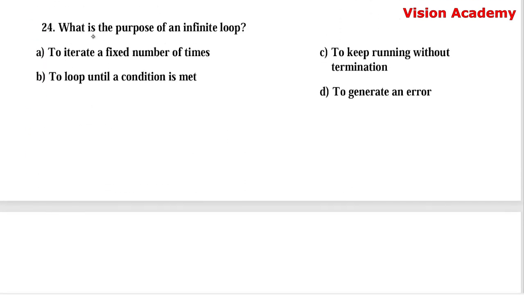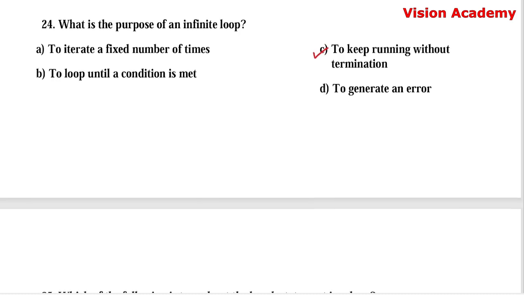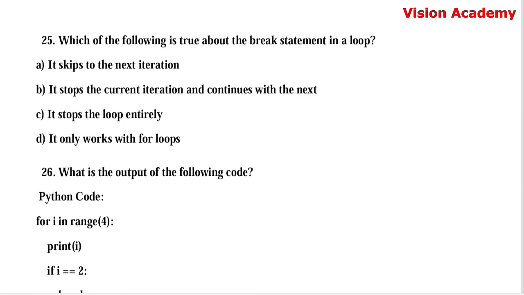Question number 24. What is the purpose of an infinite loop? Option A, to iterate a fixed number of times. B, to loop until a condition is met. C, to keep running without termination. D, to generate an error. Here option C, to keep running without termination, is the right answer.